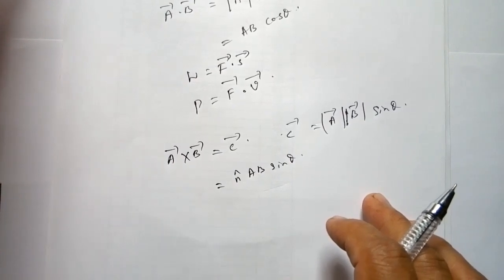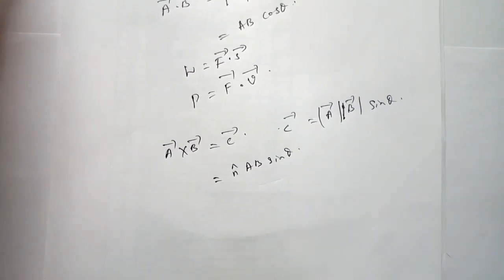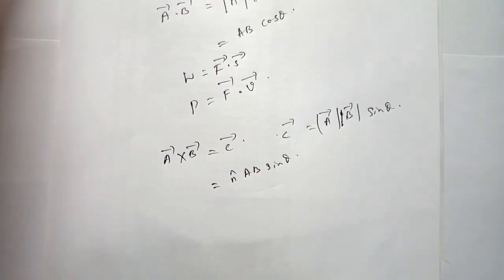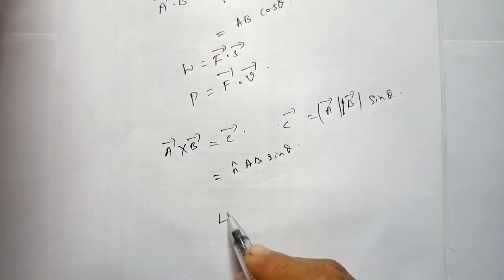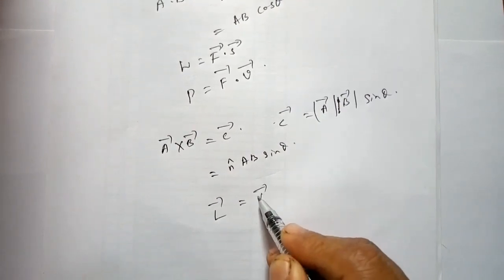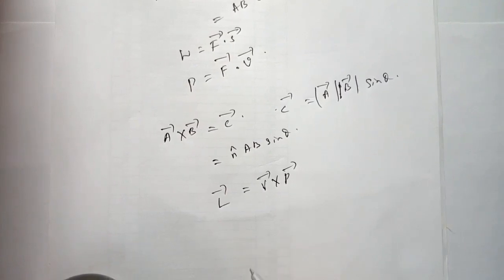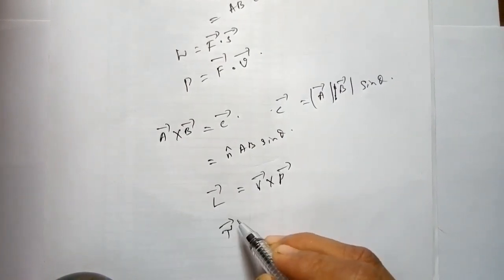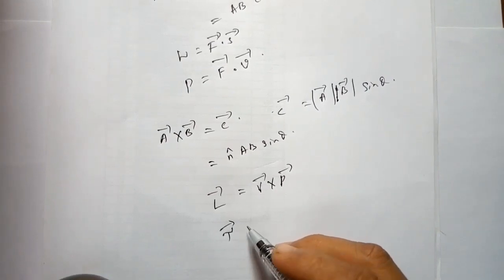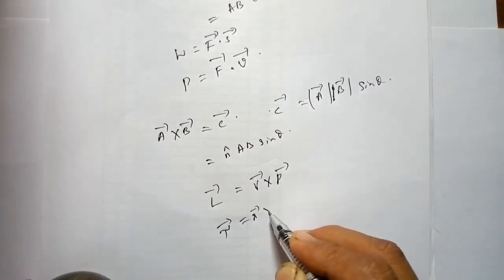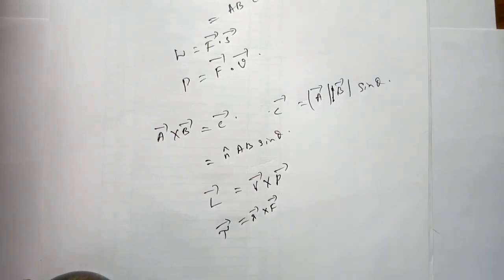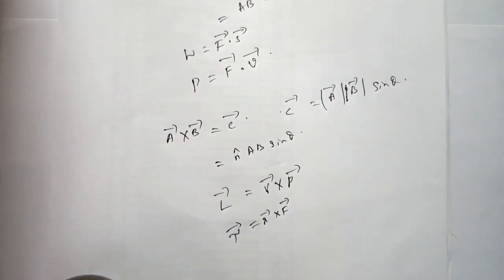Example, angular momentum, that is the vector product of position vector and linear momentum, L is equal to R cross P, where R is the position vector and P is the linear momentum. Similarly, torque is also a cross product. Torque tau is equal to the cross product of position vector r and force.